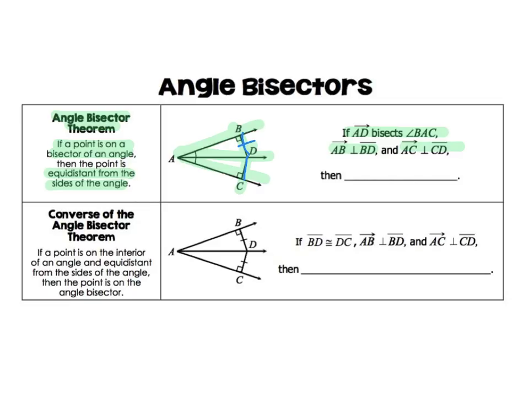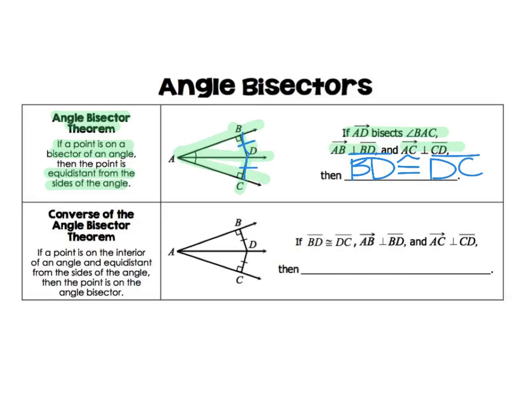So we know this is congruent to this. So if we know that a point lies on an angle bisector, then it's equidistant from the sides of the angle. So then we can say that BD is congruent to DC.